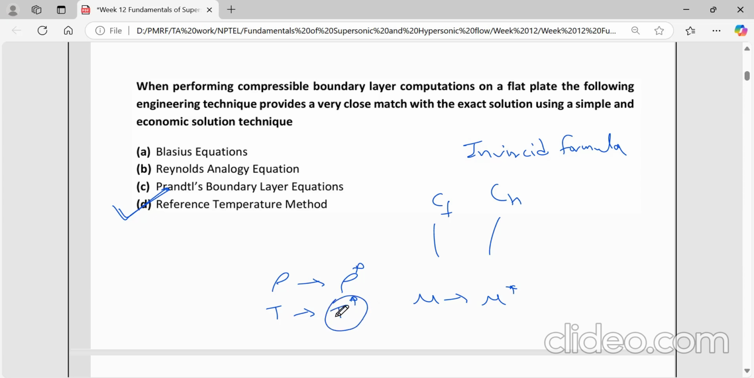This T star is the reference temperature, which is present at some point in the boundary layer. This point can be anywhere, and at this temperature we calculate the density and viscosity, which are given by rho star and mu star. Then if you check, you will find that these results are very near to the viscous solution. It will be slightly lower than that, but that error is very low. That's why we use the reference temperature method.